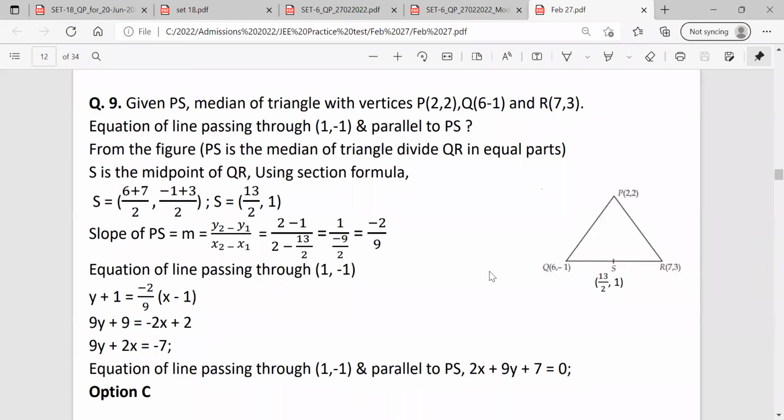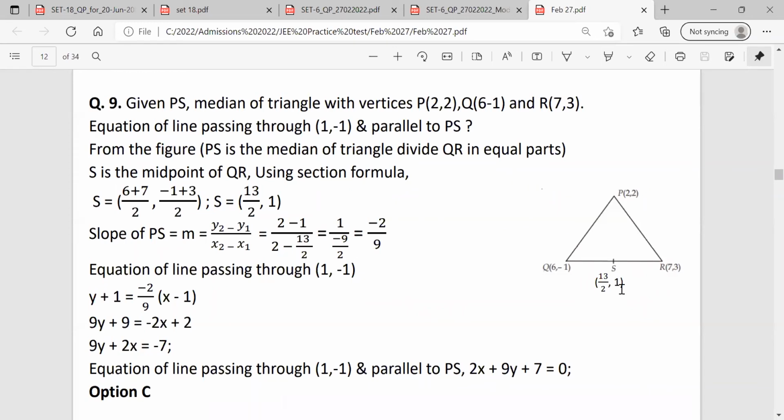And I know you have an idea about the midpoint formula, right? So using the section formula, we can find out the midpoint. It's (6 + 7)/2, (-1 + 3)/2. So I have this point S as (13/2, 1).